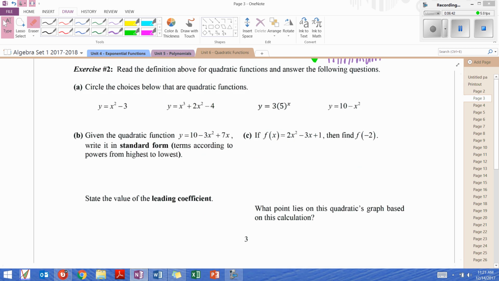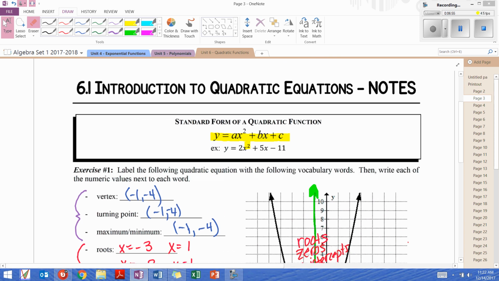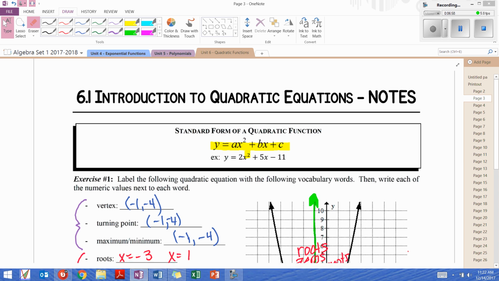Okay, here we go. Exercise 2. It says read the definition above for quadratic functions and answer all the following questions. A, circle the choices below that are quadratic functions. Okay, so the quadratic functions are going to take this form.